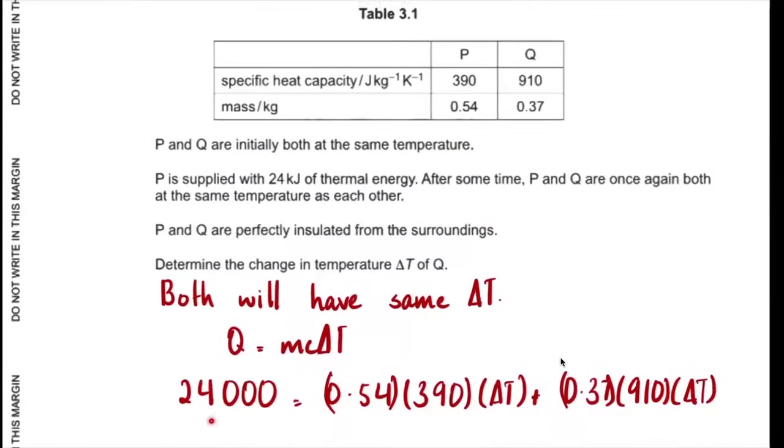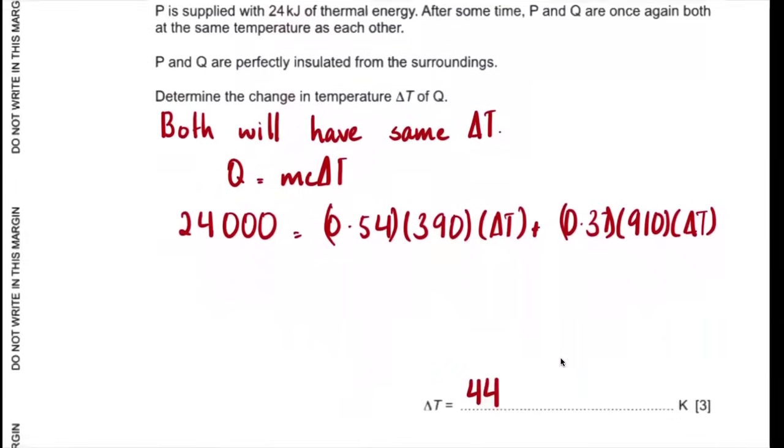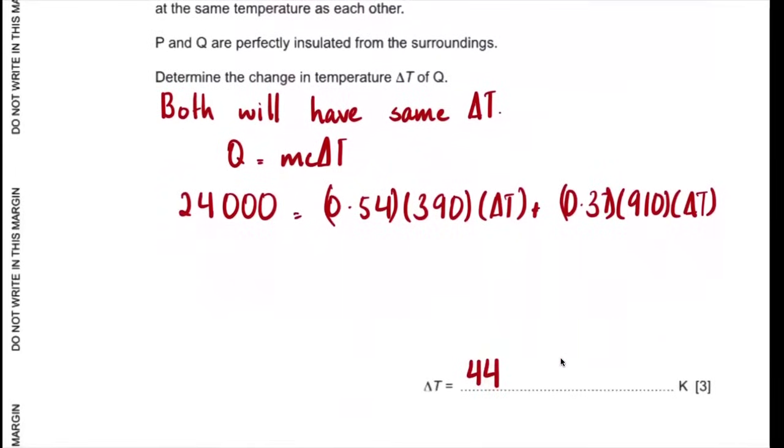So I'll say that 24,000, which is 24 kilojoules, is the energy supplied to P plus the energy supplied to Q. So I write the mc delta T equations for both. For P, mass is 0.54, C is 390, and delta T, the rise in temperature. And similarly for Q, 0.37, 910, and delta T. Then this is just algebra. You will solve for delta T, which turns out to be 44 Kelvin.